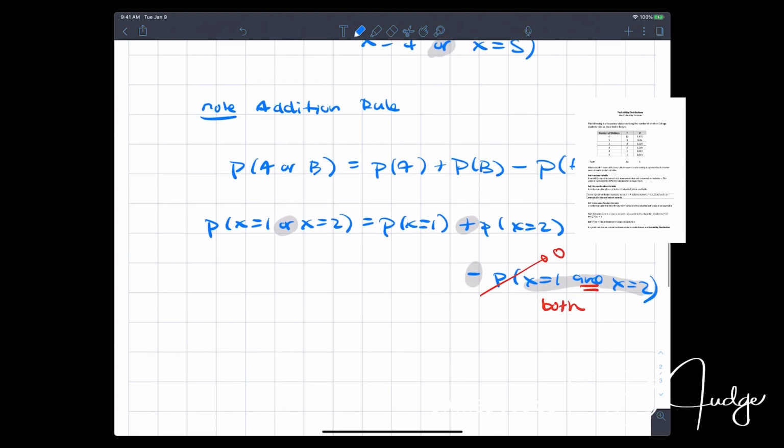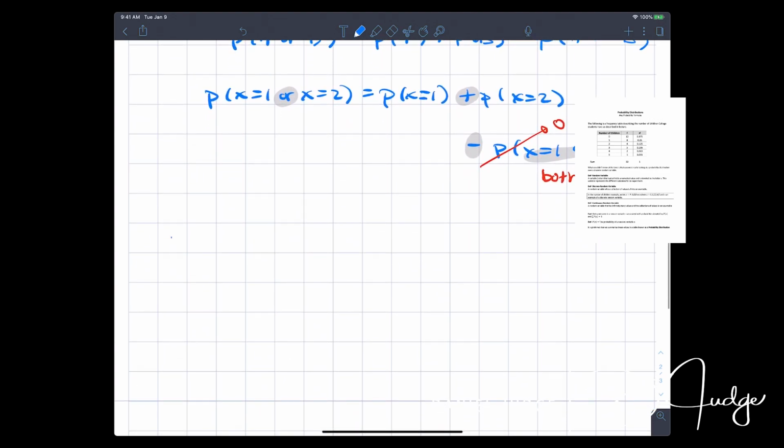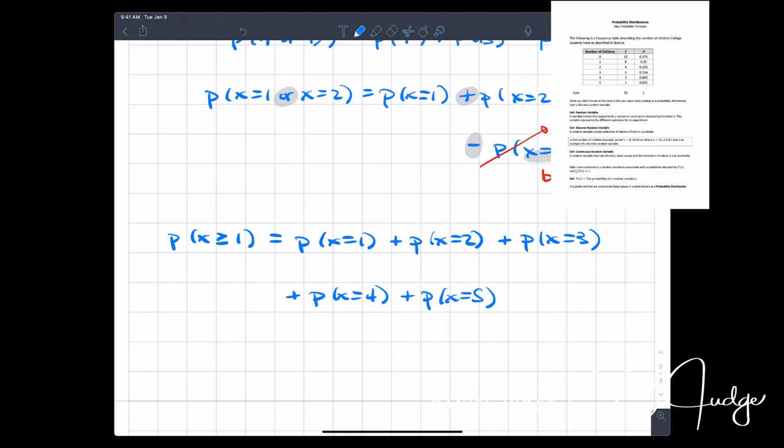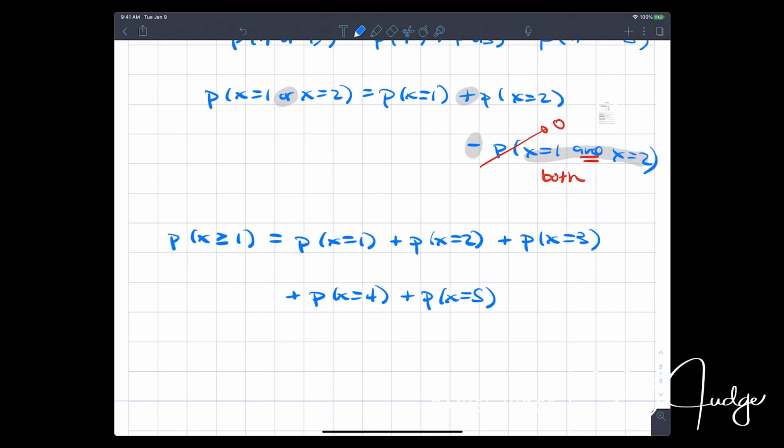Now you say, how does that help me with the original question you just asked me? Well, here's what that means then. We can describe this as the probability x is 1 plus x is 2 plus the probability x is 3 plus x is 4 plus x is 5. Now let's move this out of the way. All righty? All right, here we go.